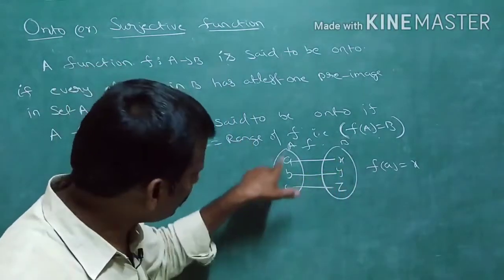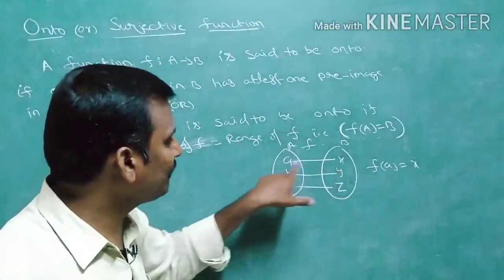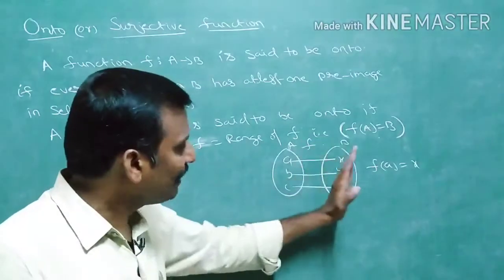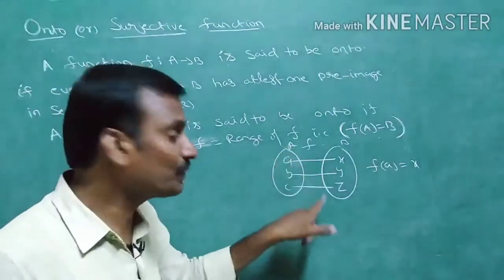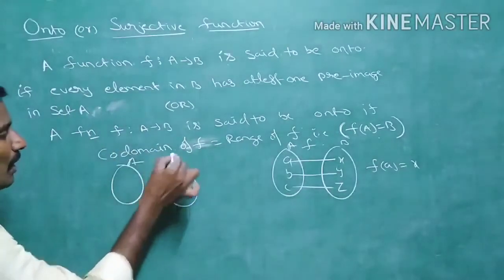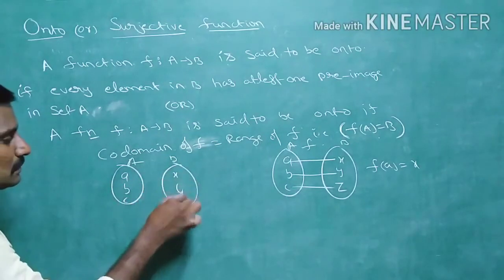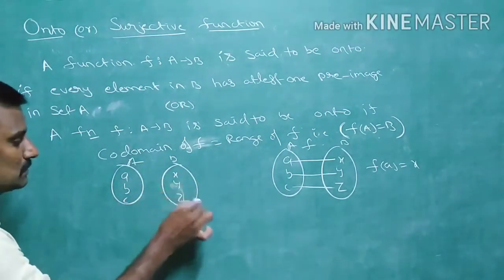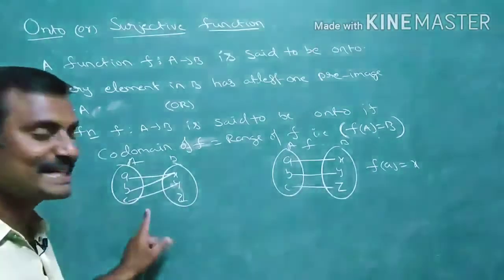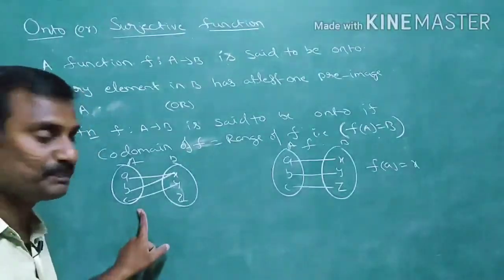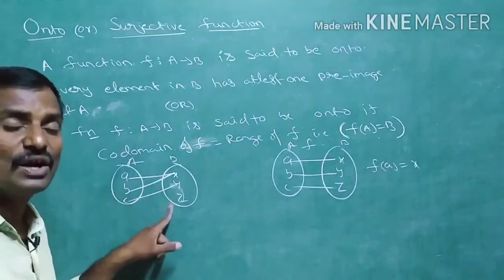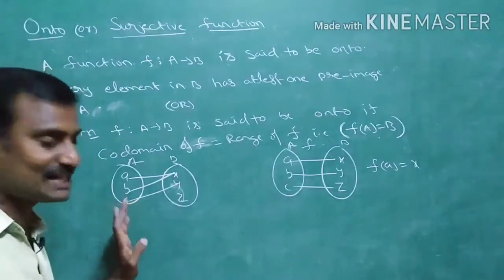Here, first of all, it is a function. X has preimage A, Y has preimage B, Z has preimage C. So here every element in set B has at least one preimage in set A. Therefore, it is an onto function. Now A is mapped to X, B is mapped to X, C is mapped to Y. This is a function, but it is not onto, because Z has no preimage.